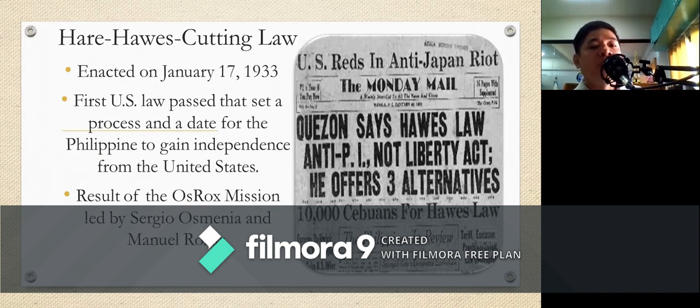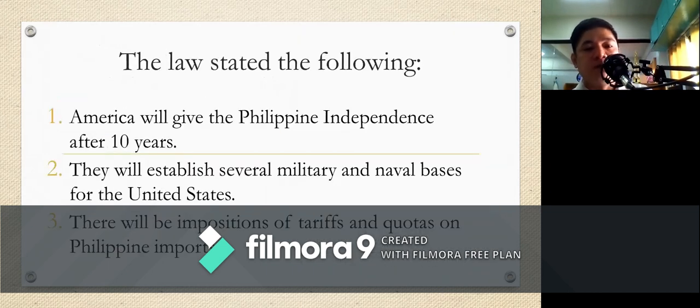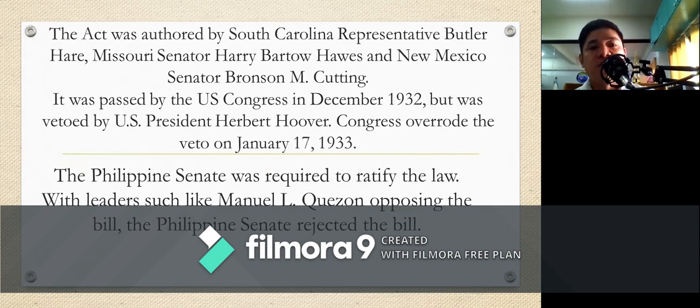Okay? So, this law was the result of the OsRox mission led by Sergio Osmeña and Manuel Roxas. And the law stated the following. Number one, America will give independence after 10 years. Number two, the establishment of several military and naval bases for the United States. And number three, there will be an imposition of tariffs and quotas on Philippine imports.